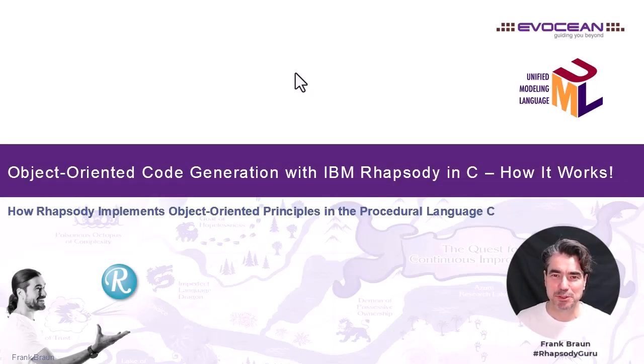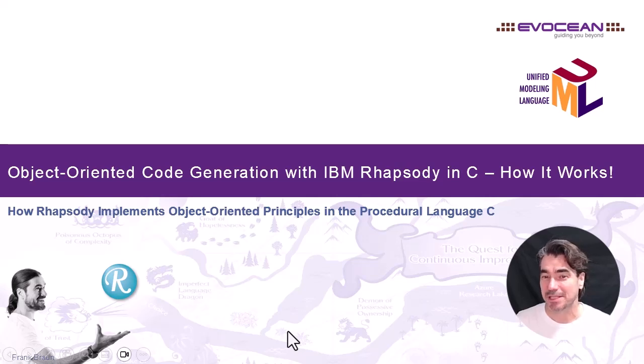I'm a passionate Rhapsody user, trainer and coach, and love to share my experience to help you to become more effective. Today we are talking about how Rhapsody implements object-oriented principles in a procedural language, in C. Rhapsody is a powerful code generator that directly converts UML models into executable C code. But how does Rhapsody manage to implement object-oriented concepts such as an object lifecycle, encapsulation, abstraction, and modularity in a procedural language like C?